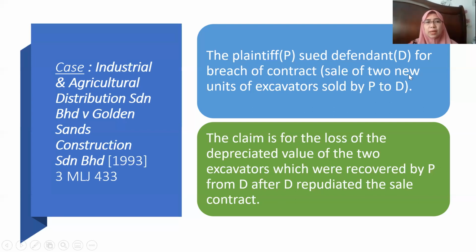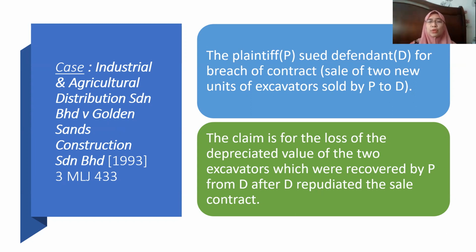So we have the case here, 1993. The case is Industrial and Agricultural Distribution Sdn Bhd v Golden Sands Construction Sdn Bhd. Plaintiffs sued the defendant for breach of contract. It pertains to the sale of 2 new units of excavators sold by the plaintiff to the defendant. So it involves the sale and purchase of 2 units of excavators. The action was brought for the loss of the depreciated value of the 2 excavators, which were recovered by the plaintiff from the defendant after the defendant repudiated the sale contract.